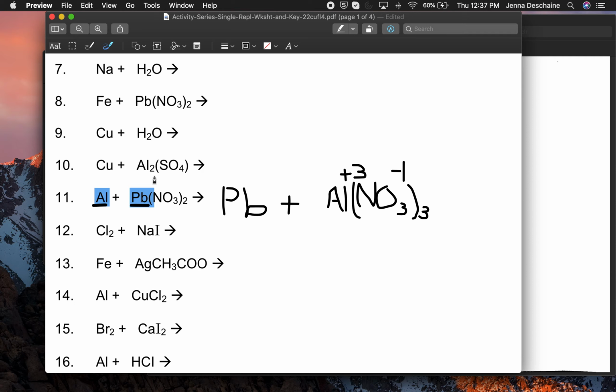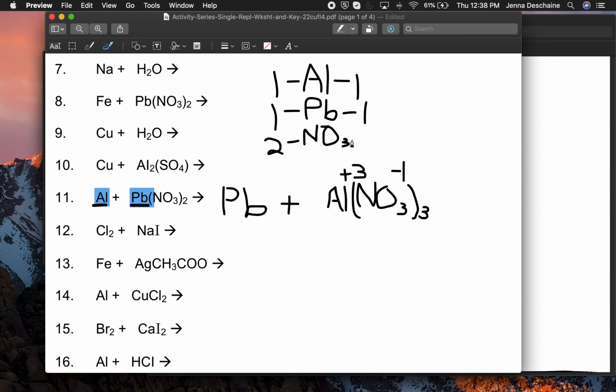So right now, it looks like I have aluminum, I have lead, and I have nitrate. Remember, try to keep the polyatomic ions together when you balance. Nitrate, okay? So I'm just going to count to see how many atoms are on each side. Aluminum, there's 1 on each side, so that's good news. Lead, there is 1 on each side, also good news. But nitrate, we have 2 nitrate atoms on the left side, not atoms, ions, and then 3 on the right side, okay?